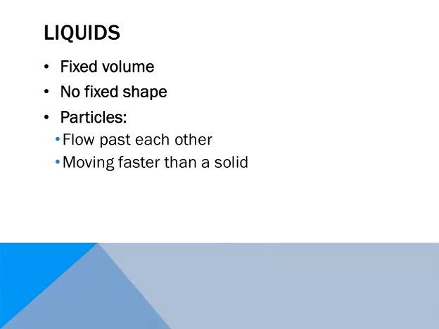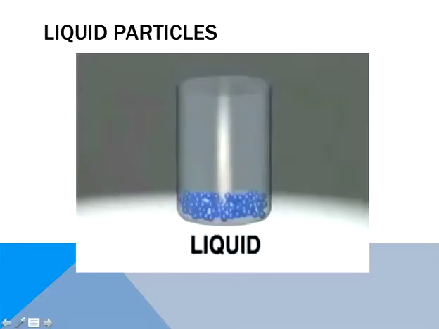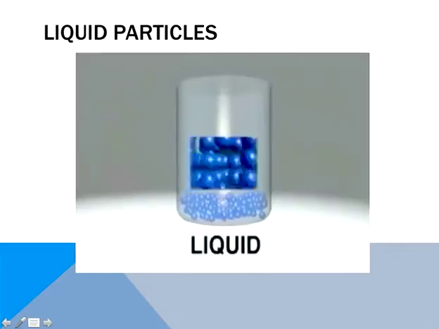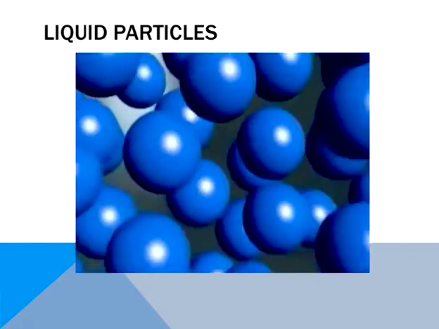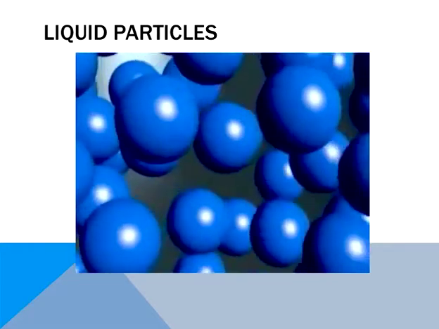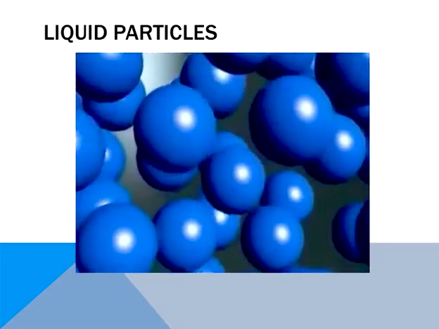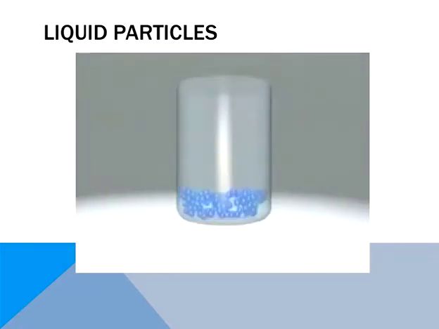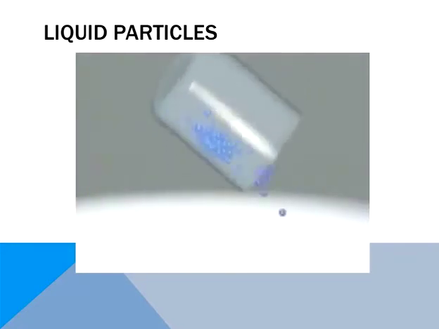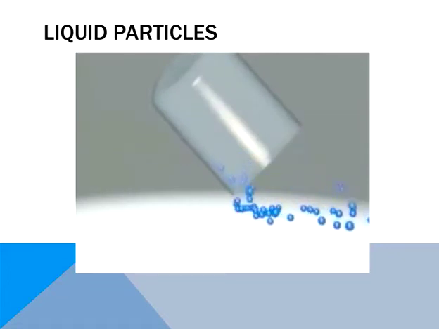The particles in a liquid are moving a little bit faster than they are in a solid, and they're flowing past each other. This video shows particles in a liquid. And you can see, as this zooms in, that they're moving faster, a little bit further apart, and sometimes they switch places. And when you pour them out, because they don't have as much attraction to each other, they spread out and change their shape.